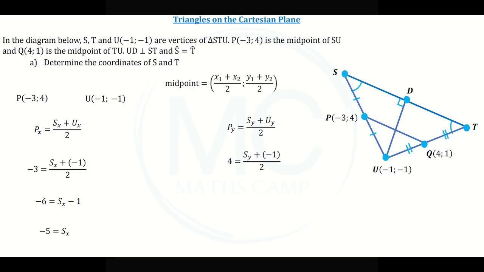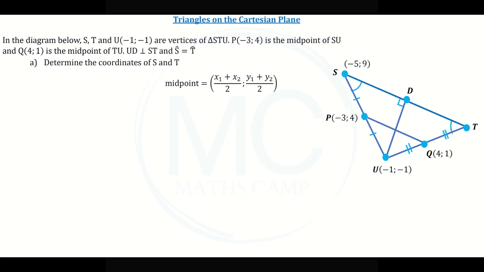Now, to solve for SY, let's multiply both sides by 2. 4 multiplied by 2 gives us 8, which is equal to SY minus 1. Let's add 1 to both sides. We get 9 is equal to SY. Now, S has an X coordinate of -5 and a Y coordinate of 9. We can write down the coordinates of S as -5, 9. Let's make a note of these coordinates on the diagram as well.